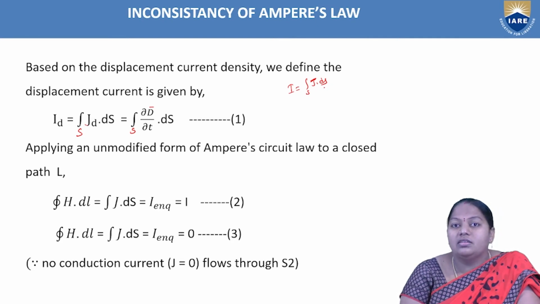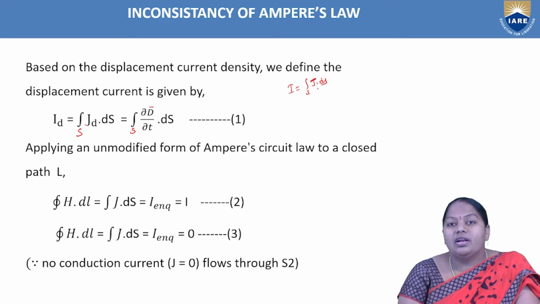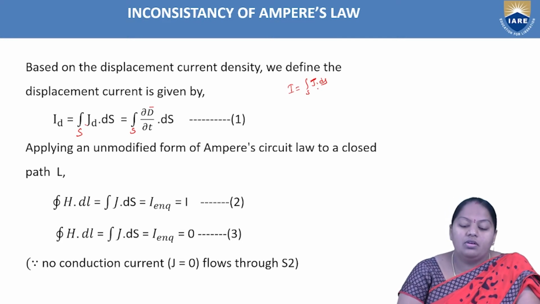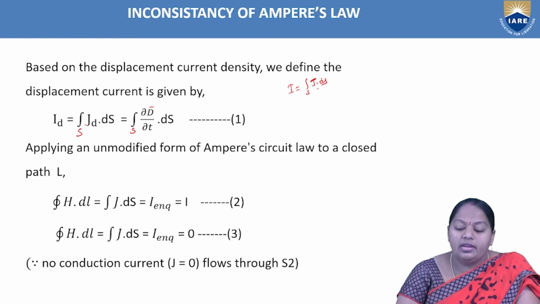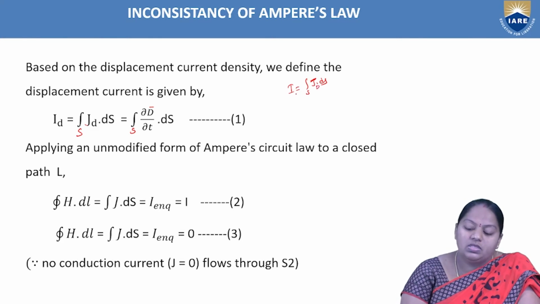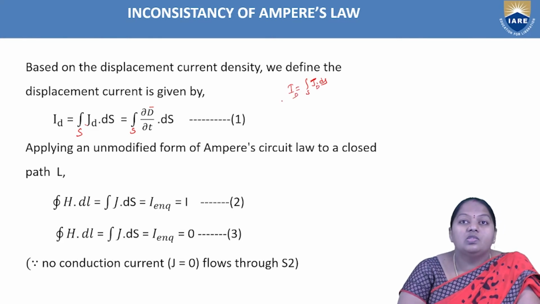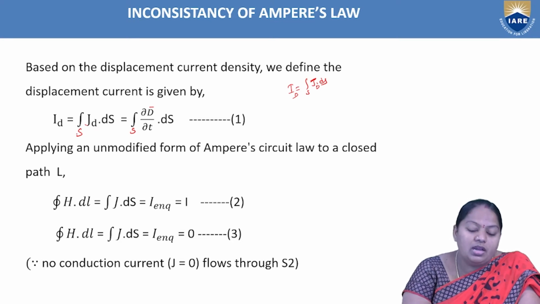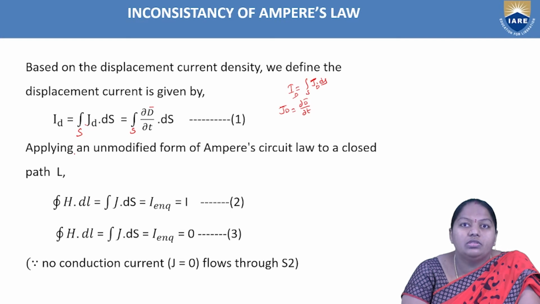Depending upon the current density we have considered, whether it is convection current density or conduction current density. Now in this case, it is displacement current density. We sometimes represent the subscripts as C or D. Now we are discussing displacement, hence the notation is given by Id equal to integral over S of JD dot dS, and we replace JD by the formula dou D bar by dou t. Hence Id equal to integral over S of dou D bar by dou t into dS.